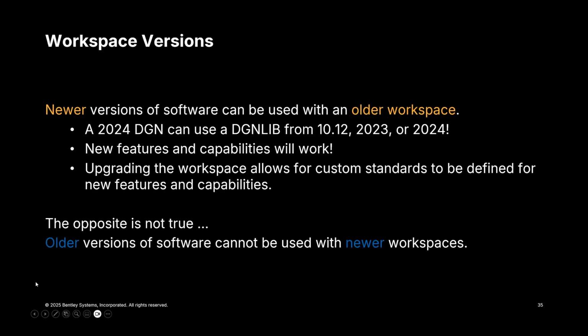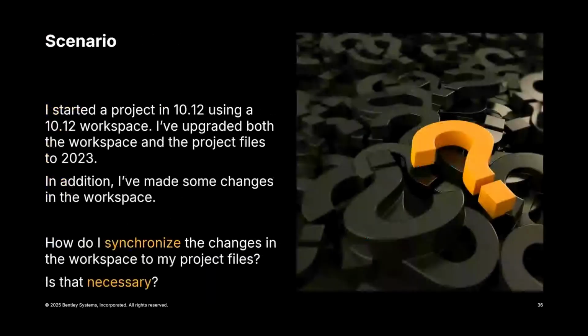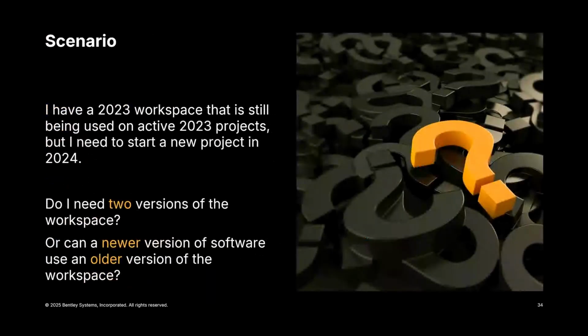Now, the flip side of that is not true. A 23 version of software, an older version of software, cannot use a newer workspace. So if I go back to the scenario I had a minute ago, you have 23 there and you're starting some new 24 projects, you really have two choices. You could start your new 24 projects and point them to the 23 workspace.